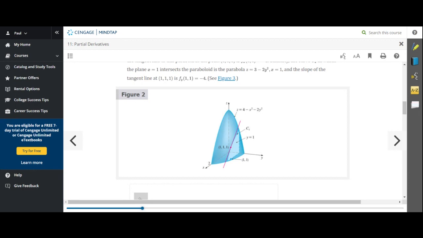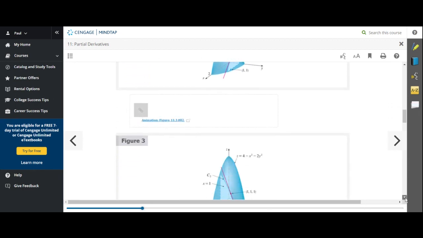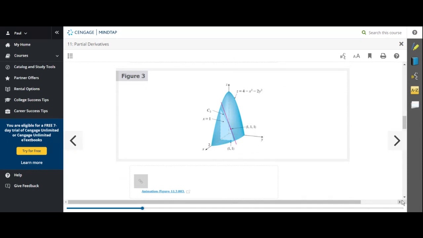Then if we look at the second figure, here you have a tangent line to that point, and the tangent line is going in the direction of the y-axis. What's the slope of that tangent line? Is it positive or negative for figure 4? It's negative also. That's right, and its slope is -4.